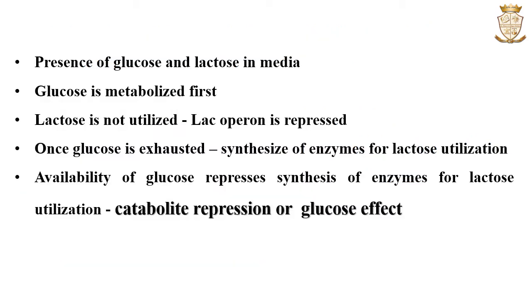When bacteria are grown in a media which contains both glucose and lactose, the microorganisms will metabolize glucose first. Lactose is not utilized because the enzymes required for lactose metabolism are not always present within the cell. They are inducible enzymes and they will be produced only when it is necessary. So glucose is always metabolized first in preference to other sugars. Only after glucose is completely utilized will the other sugar, such as lactose, be utilized.